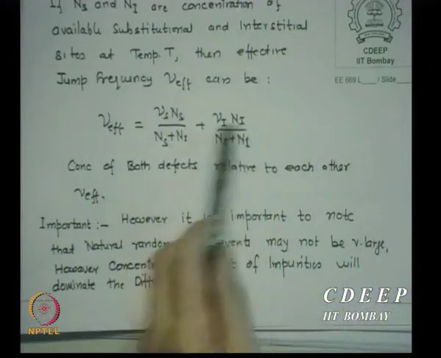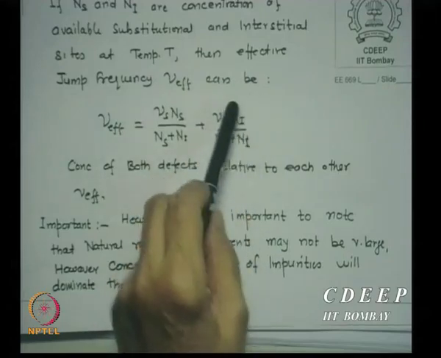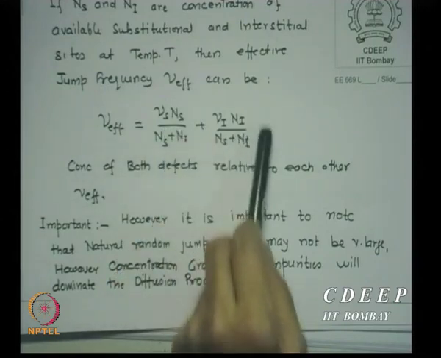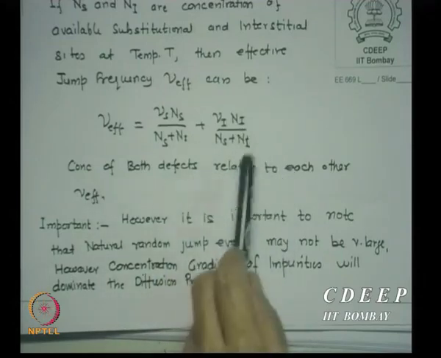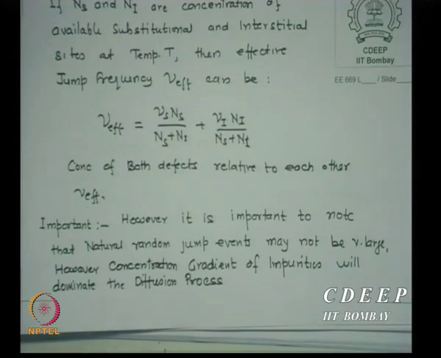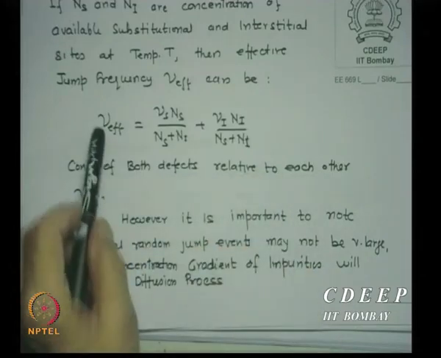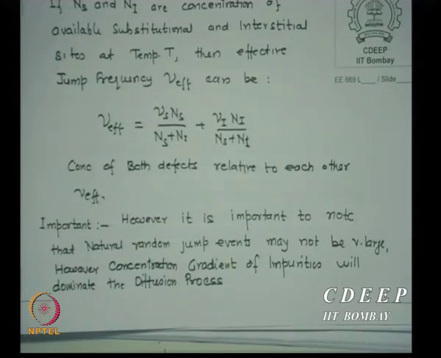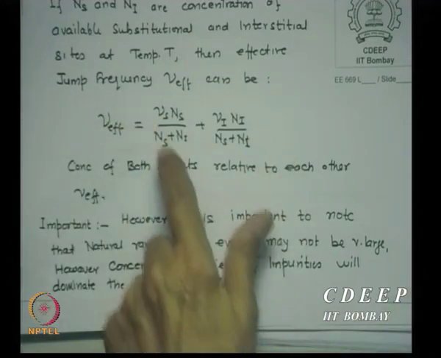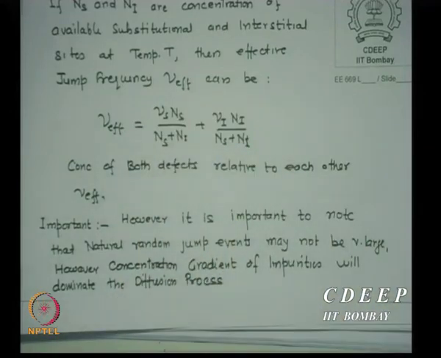If it is only substitutional, what will happen? Ni will be much smaller than Ns, so this term will be negligible, and only substitutional impurities may move. If Ni is much larger than Ns, we say only interstitial diffusion. But in a given case both are together, and Ns and Ni concentrations keep changing as more and more atoms get inside. So relative to concentration, both defects relative to each other give the effective nu. Please remember this is the most important thing you should understand. This expression is only trying to say both together can happen, and I have derived it from the average method, one among so much times this, second among so much times this.